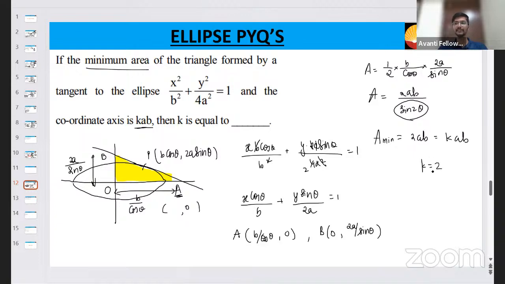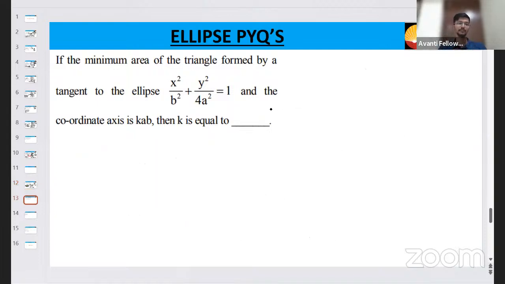Simple. K is basically 2. This is my answer. Integer type question. K is 2. I hope it is clear. Let's move to the next question.